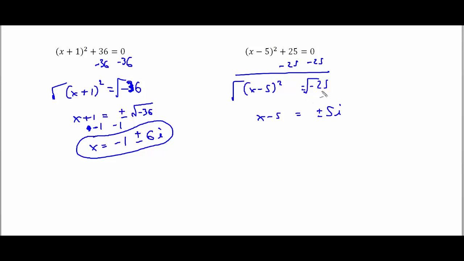And that's because the square root of 25 is 5, the square root of negative 1 is i. And if I add the 5 to both sides, again, please don't combine this here because that is a 5 and that's a 5 imaginary, 5i. x is equal to 5 plus or minus 5i, and that is our answer for the last problem.